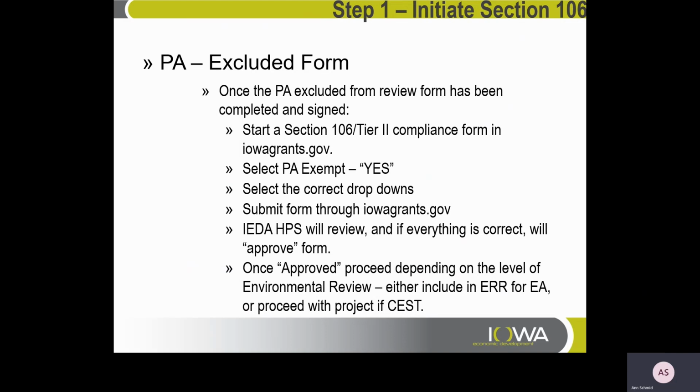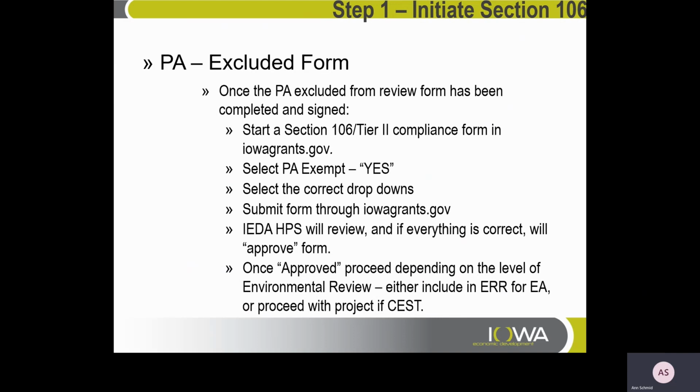Once approved, proceed depending on the level of environmental review, either include in your environmental review record for an environmental assessment, or proceed with the project if this is a tiered review or something that is categorically excluded subject to.